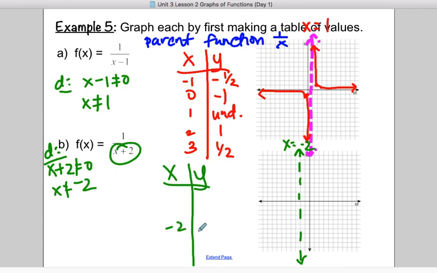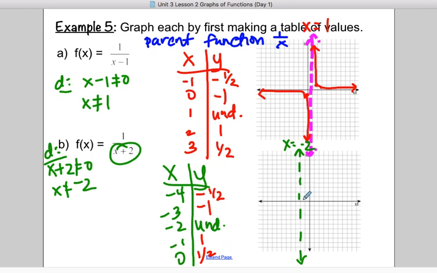It is centered at -2. Remember, if I plug in -2, -2 plus 2 is 0. So I have 1 divided by 0, which is undefined. Then I would have -3, -4, and then I would have -1, 0. And I would plug these points in. -4 plus 2 is -2. 1 divided by -2 is -1/2. If I plug in -3, -3 plus 2 is -1. 1 divided by -1 is -1. Plug in -1. -1 plus 2 is 1. 1 divided by 1 is 1. And then if I plug in 0, I get 1/2.